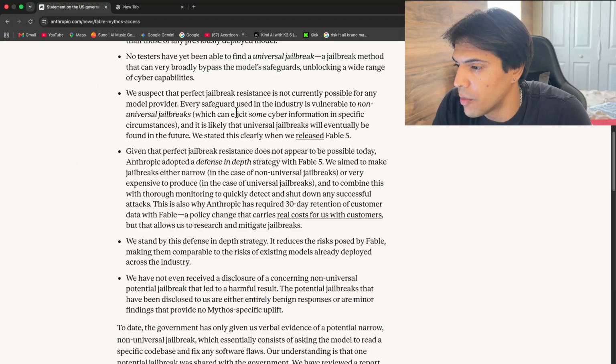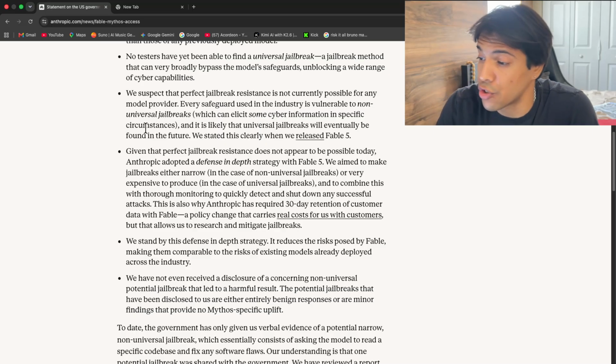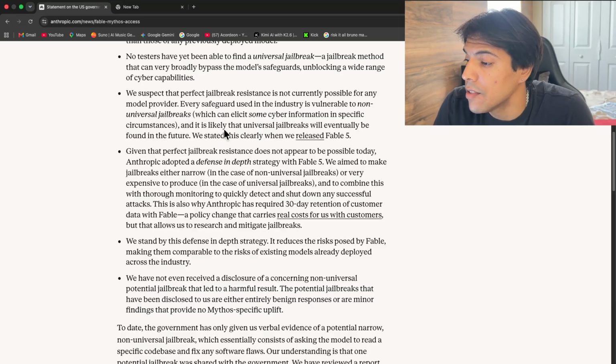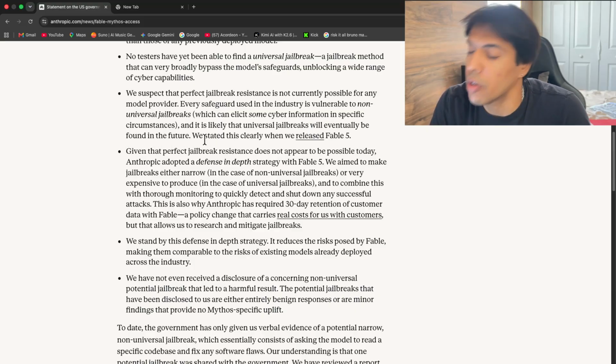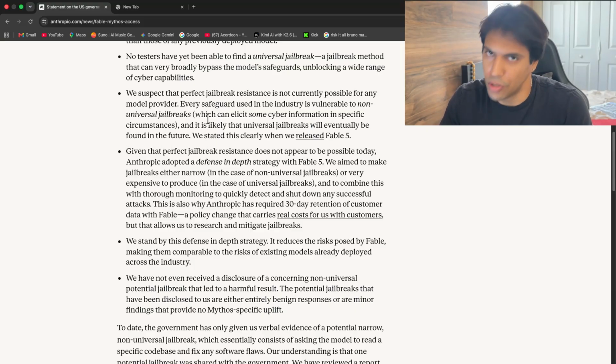Some cyber information, which is projected. Okay, so model provided. Every safeguard used in the industry is vulnerable to non-universal jailbreaks, which can elicit some cyber information in specific circumstances, and it is likely that universal jailbreaks will eventually be found in the future. Okay, you see what I'm saying?